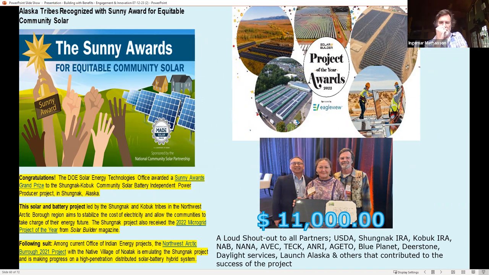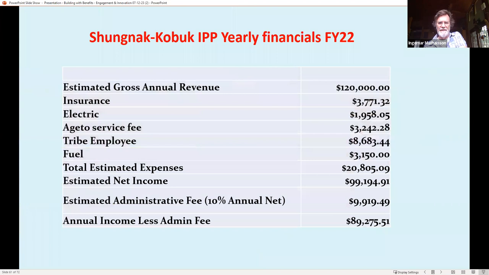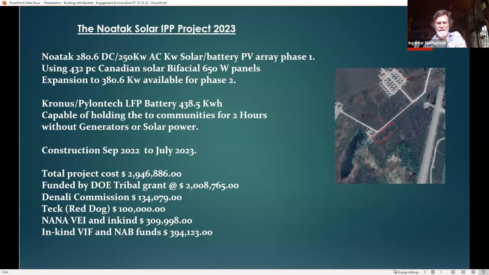Okay, so the Sunny Awards are there, and that's how we got recognized everywhere. Really appreciate that. Next one. The financials ended up at about 100,000 for the Shungnak project. Next one. And we're building the Noatak IPP project as we speak. It'll be commissioned in a couple of months here. So that's our most expensive community. Next one.